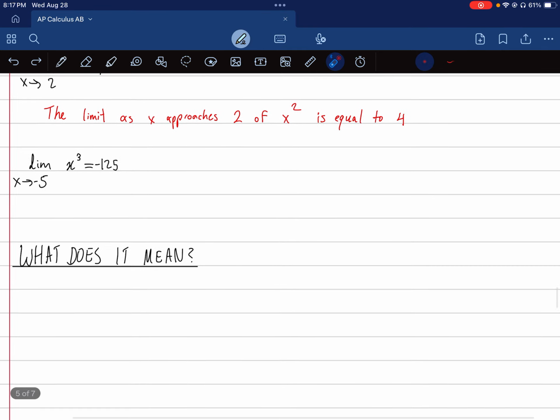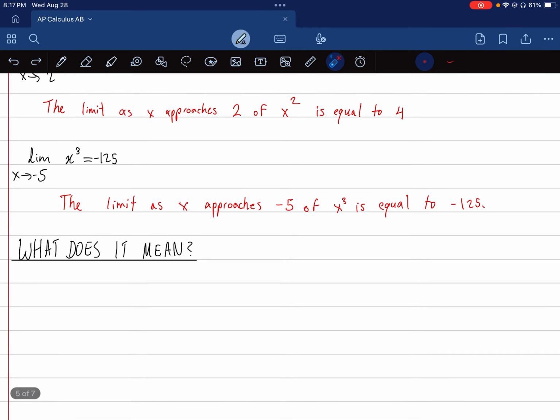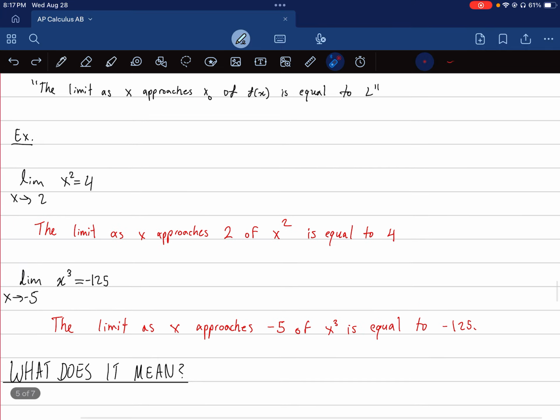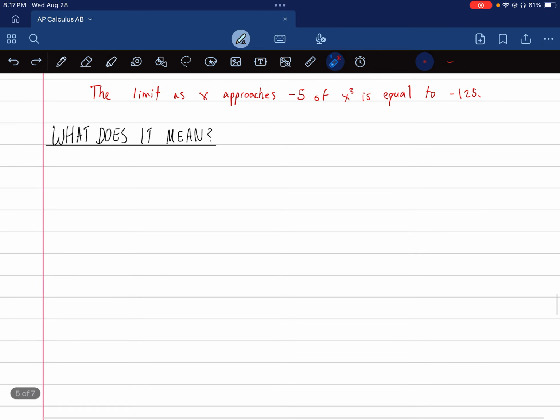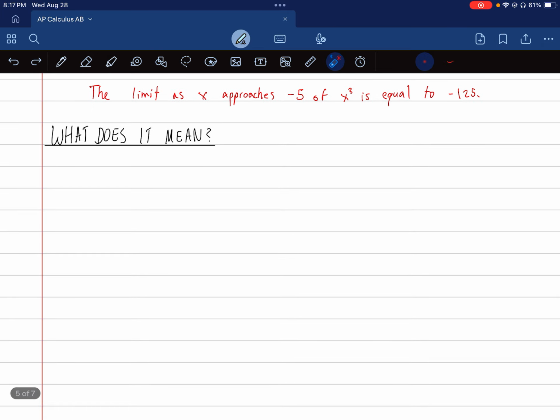How about this one? The limit as x approaches negative 5, or minus 5, of x cubed is equal to minus 125. This is very important, as we want others to be able to understand what we're saying when we're talking about math. Now that we got that out of the way, what does the limit even mean?